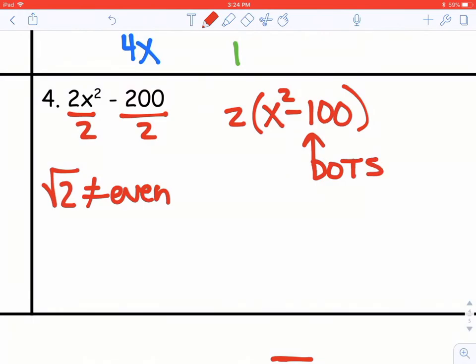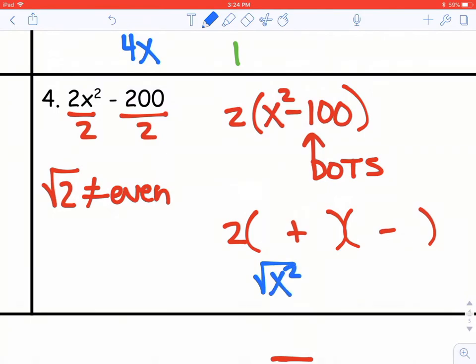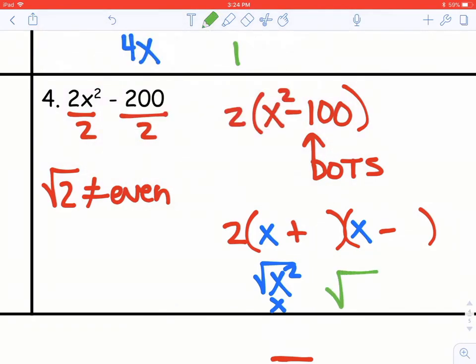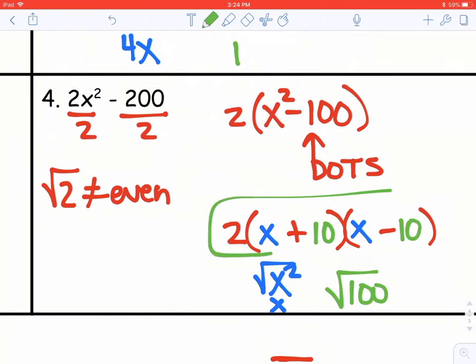So let's break it down. So we have the 2 out front, and then we have two binomials, one positive, one negative, and now we can take the square root of x squared, which is just x, and put it in the first spot. And then the square root of 100 will just give you 10. And that's it. We have 2 times x plus 10, x minus 10.